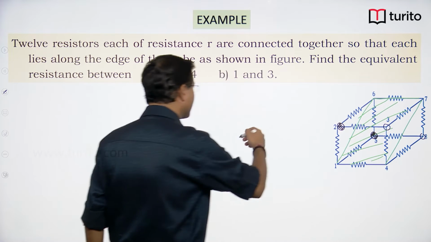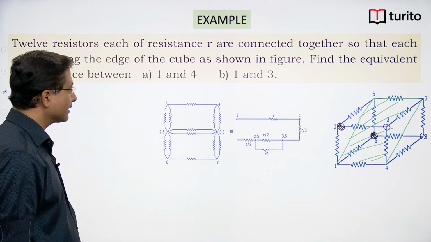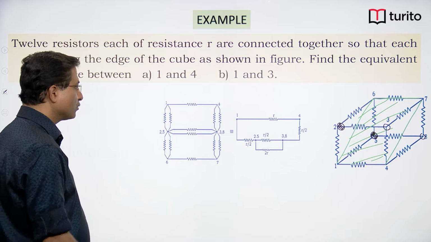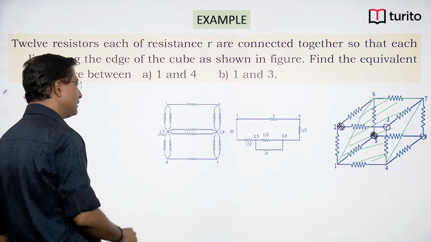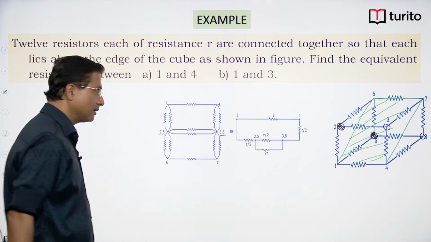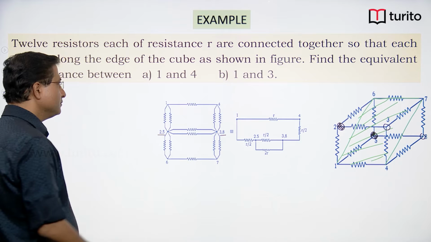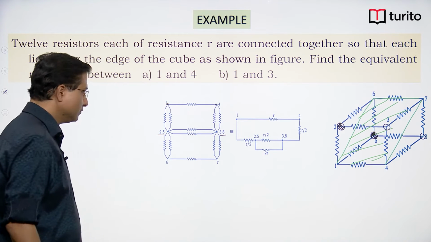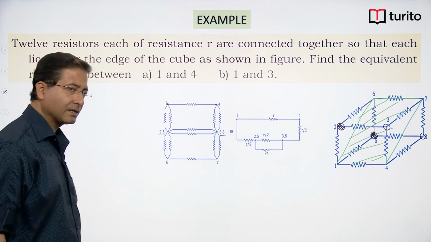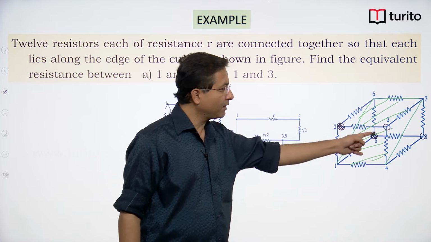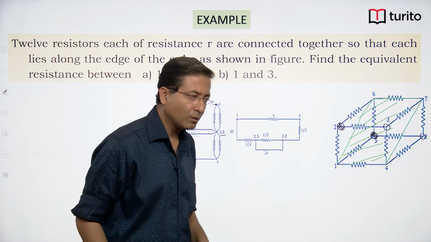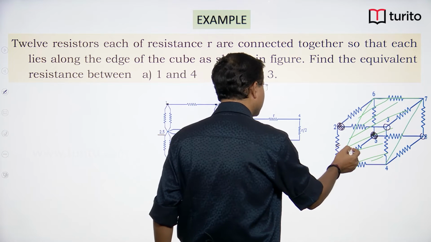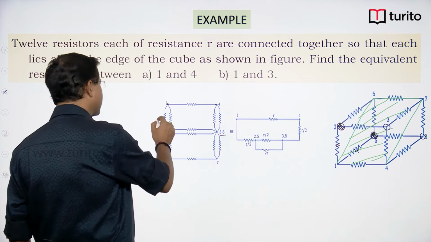I can redraw the circuit. Let's see how we are getting it. So 2 and 5 single point, 3 and 8 single point. We want to find out the resistance across 1 and 4. So let's start connecting resistors between 1 and 5 and 1 and 2, these two resistors. So they are connected here.